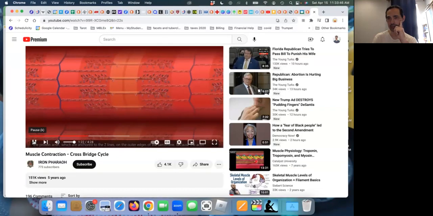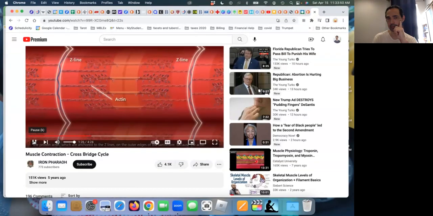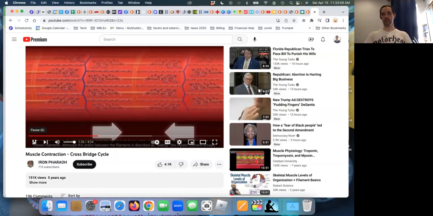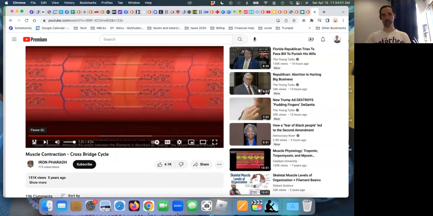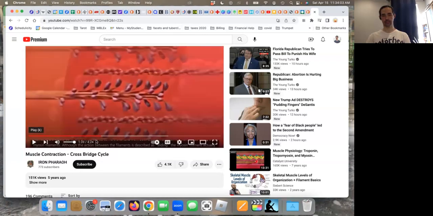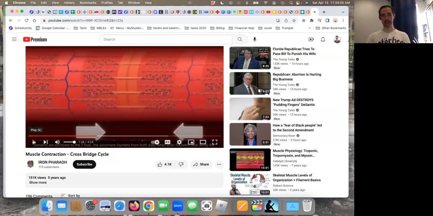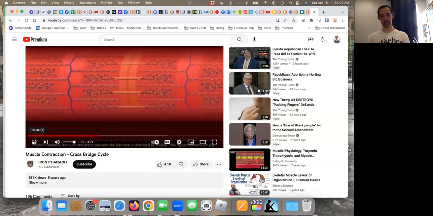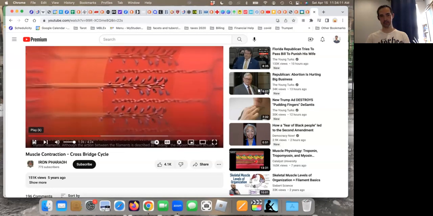The thin filaments are composed of the protein actin, which are anchored to the Z lines on the outer edges of the sarcomere. Because the actin filaments are anchored to the Z lines, the sarcomere shortens from both sides when actin filaments slide along the myosin filaments. Yeah, so that explains it pretty good.